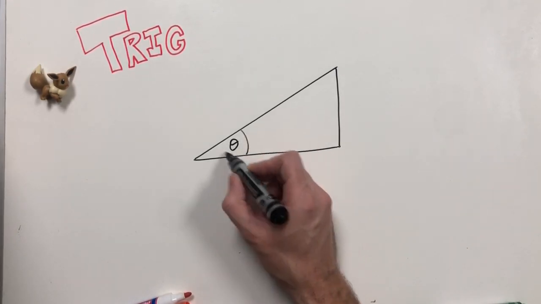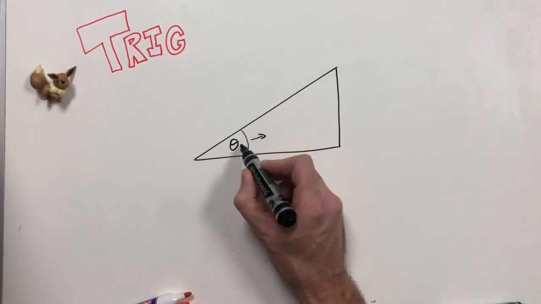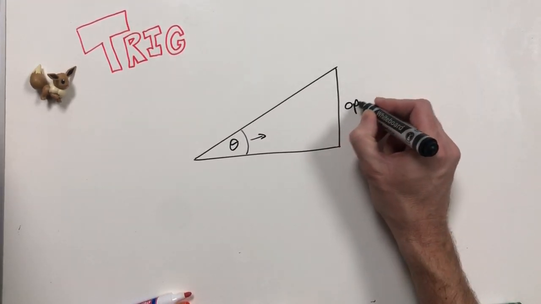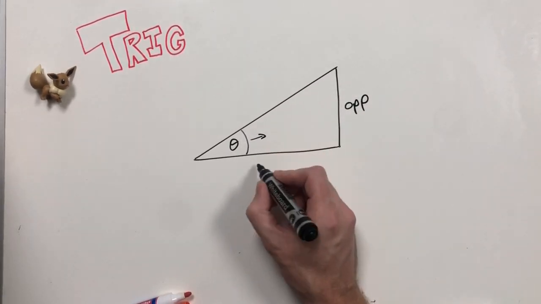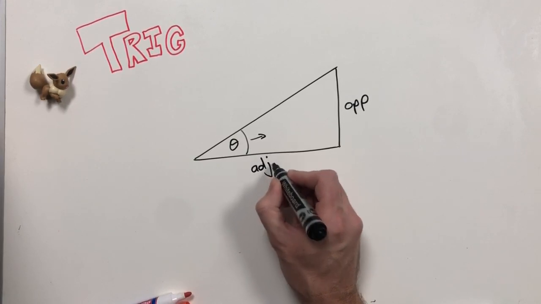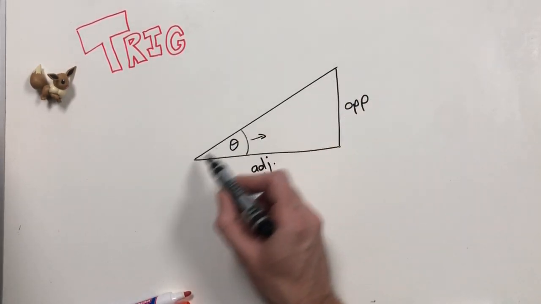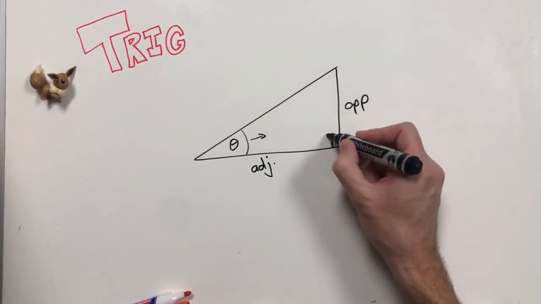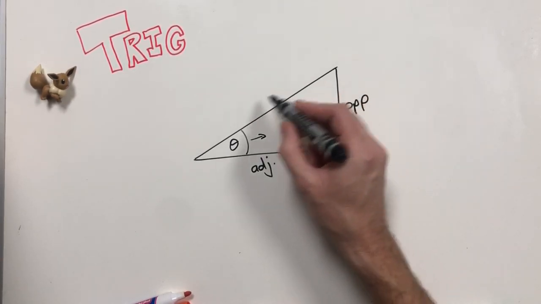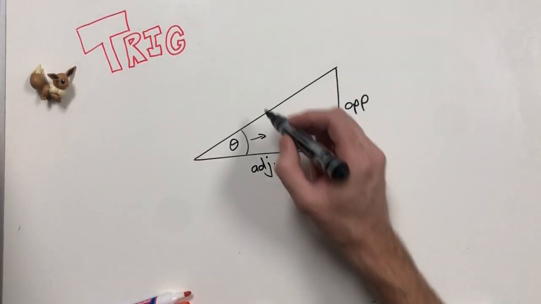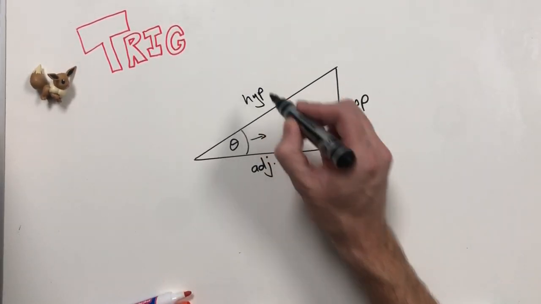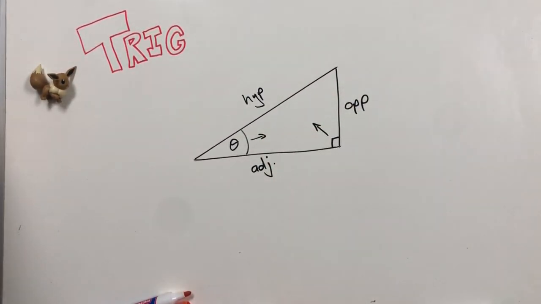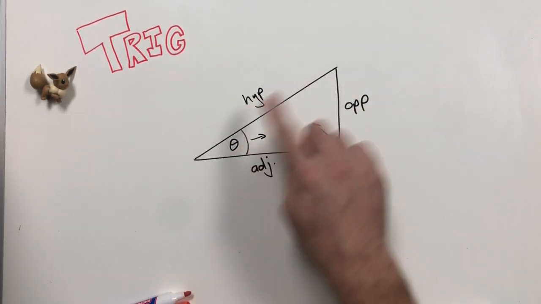So if this is my reference angle, the one here would be my opposite. The one actually touching would be the adjacent. But how do I know this is not the adjacent? Well, it's because this is the 90-degree angle, and the one that's across the 90-degree angle is the longest side in my triangle, and the longest one is always the hypotenuse. Okay, so now we have named our triangle.